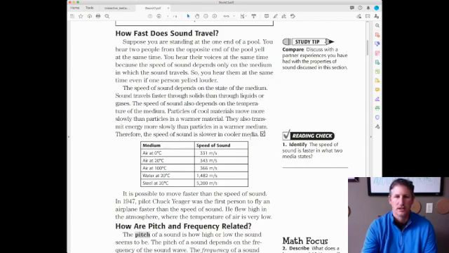So let's take a look at our reading checks here. We take this reading check. Identify the speed of sound is faster in what two medium states? So is it faster in water? Is it faster in steel? Well, if we take a look at this, the speed of sound travels faster in steel than it does in air and in water.